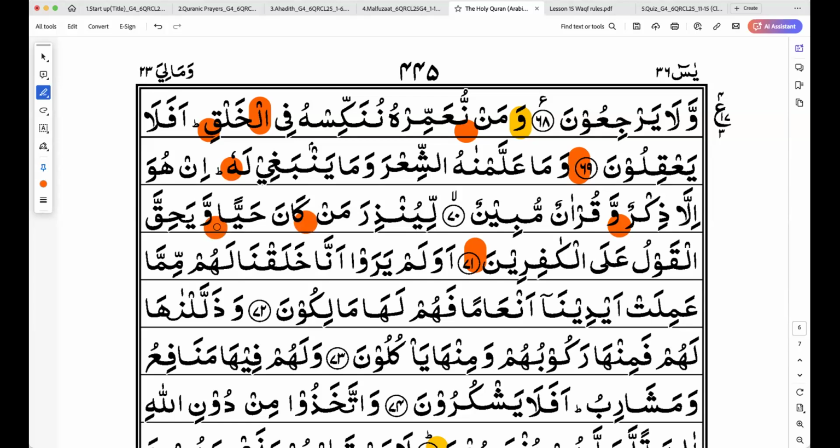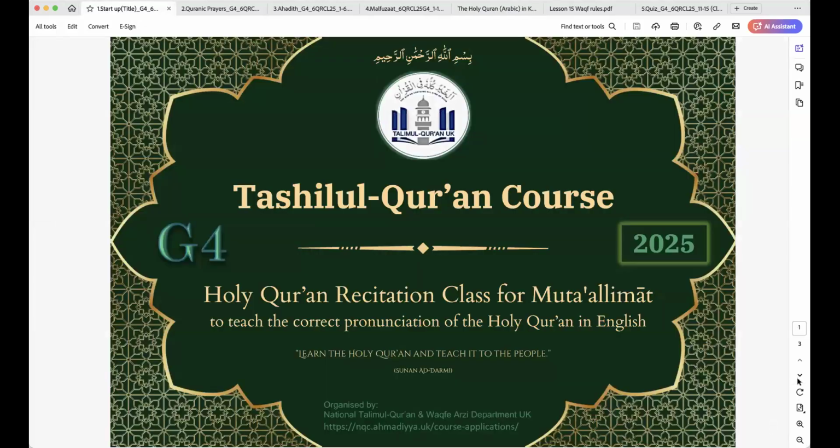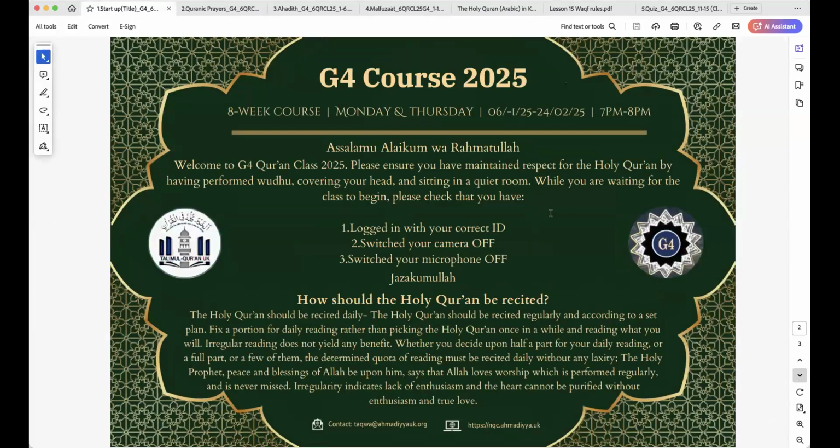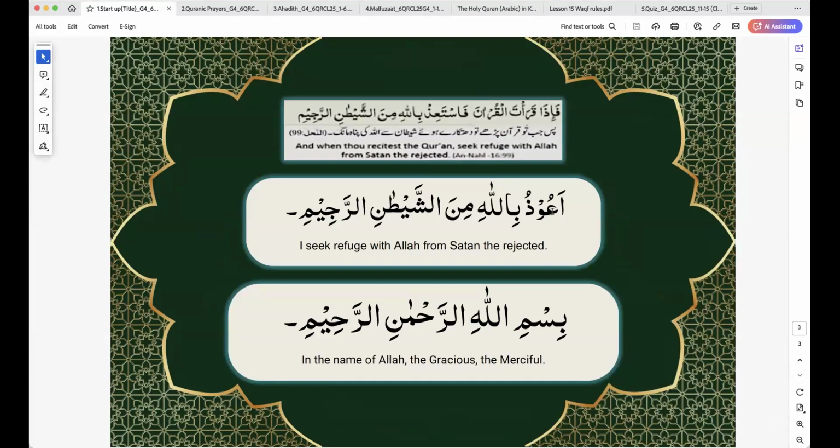Jazakumullah, you recited well. Just one thing: when you do the ta'awuz, make sure you do the ayn sound separately. This is alif and this is ayn, so differentiate between those two sounds, okay?